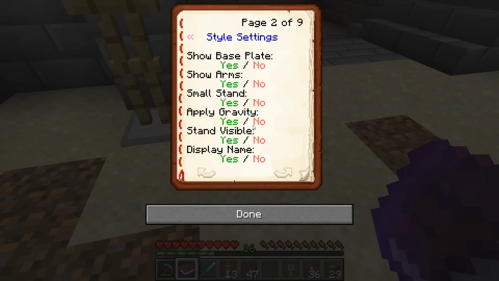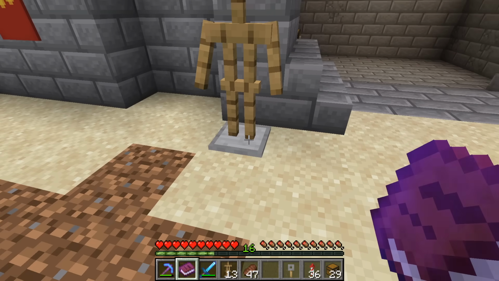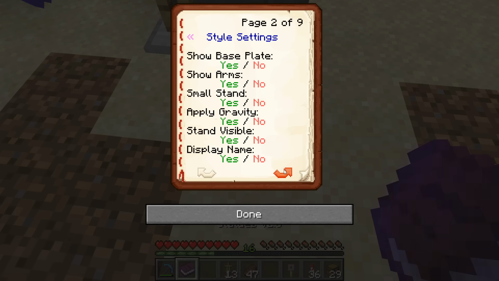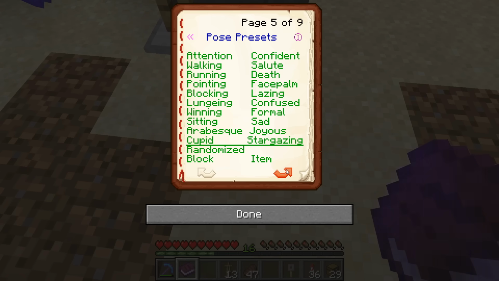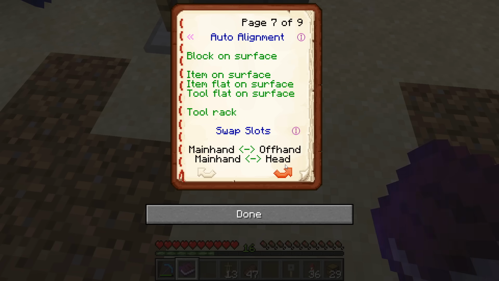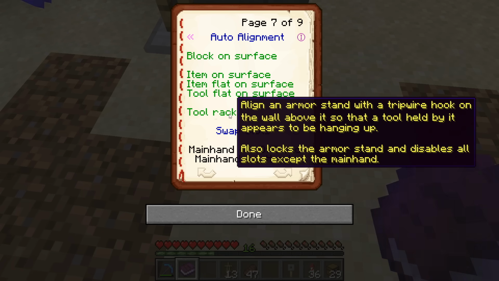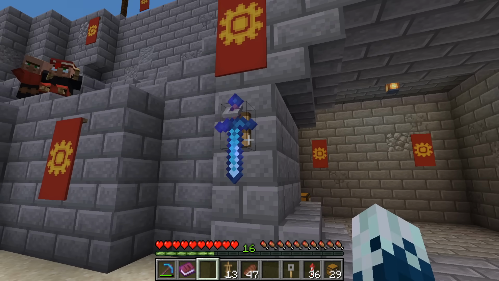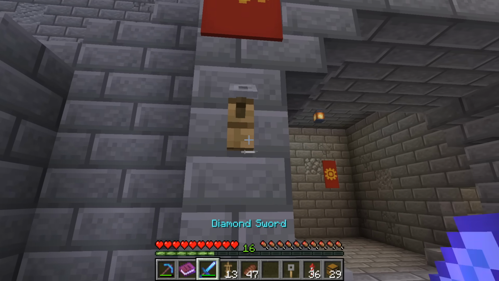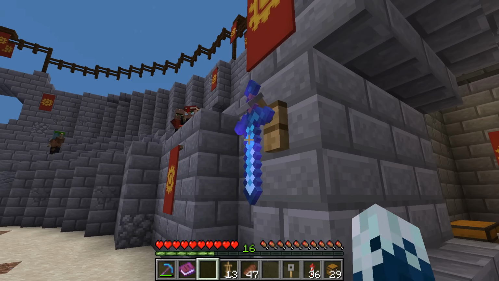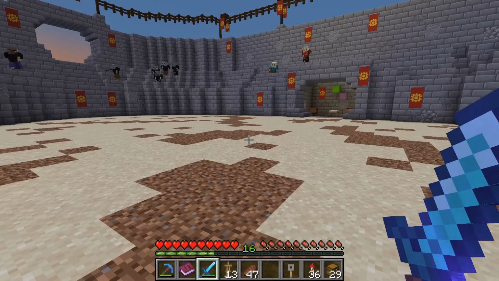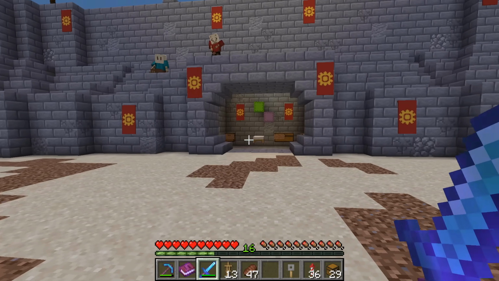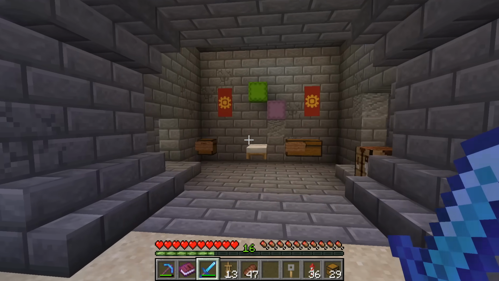Okay, so... show arms, give it my sword, and then, I said there we go. You just hit the tool rack button, and then as you can see, it becomes there, and you can actually take this in and put it away, but you can't ever get rid of that armor stand now. It's locked. It's actually sealed in place, and we're going to go on to sealing and locking in a sec.